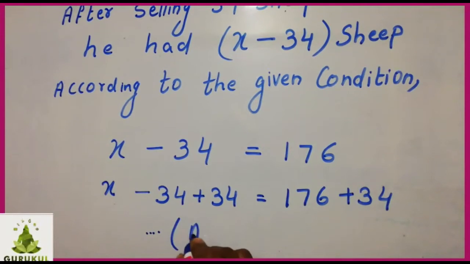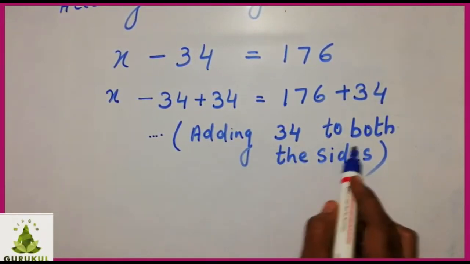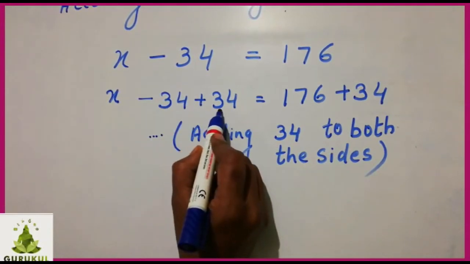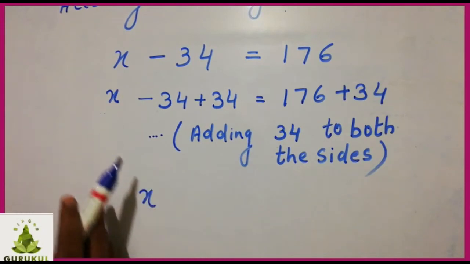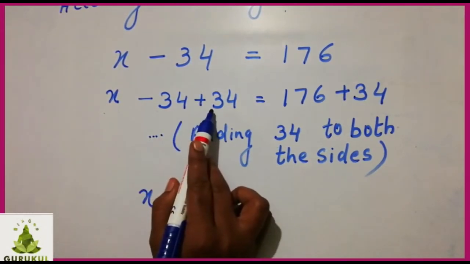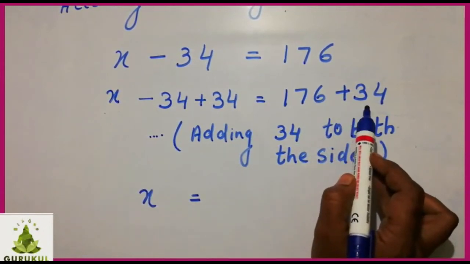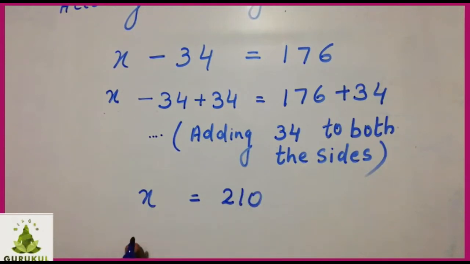Adding 34 to both the sides. Now when you do this step, this gets cancelled. Minus 34 plus 34 gives you 0. So what is remaining here? x is remaining. x plus 0, so you need not write that. Now 176 plus 34 will give you 210. So you got the answer for x.